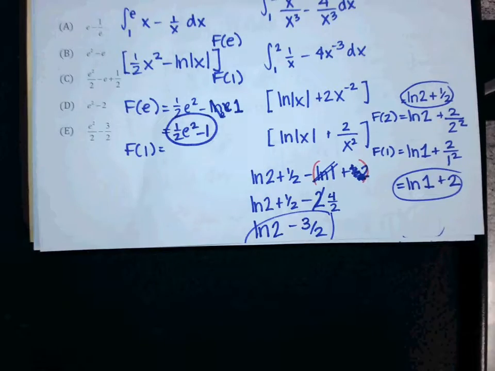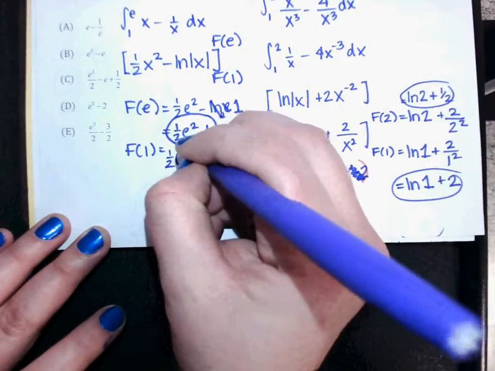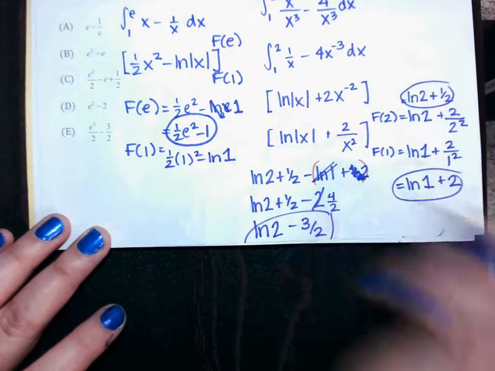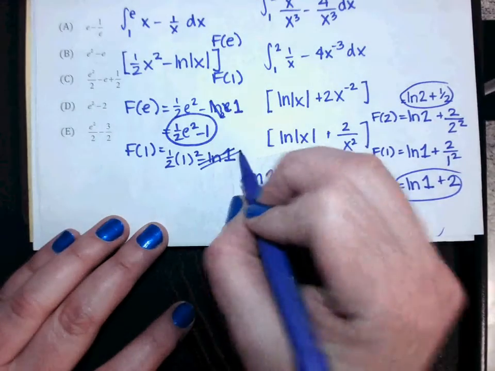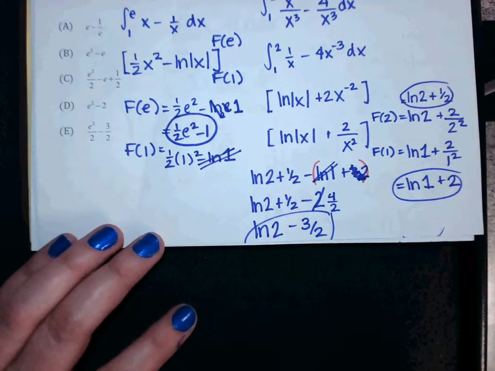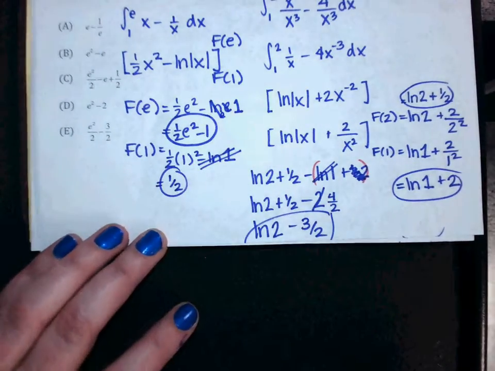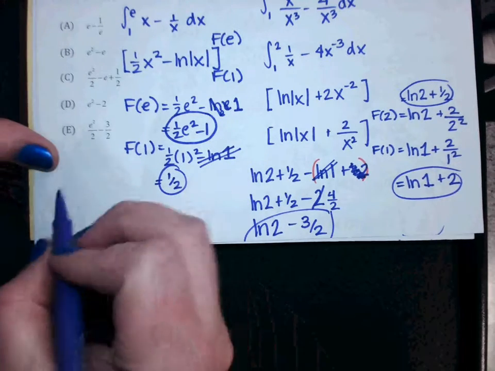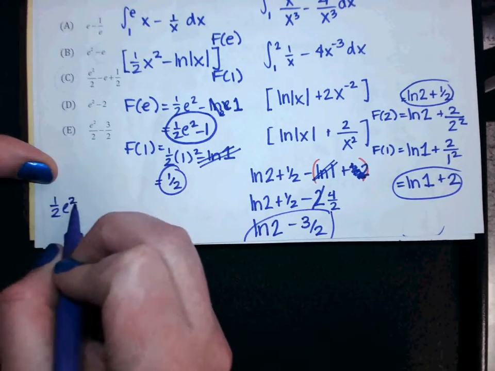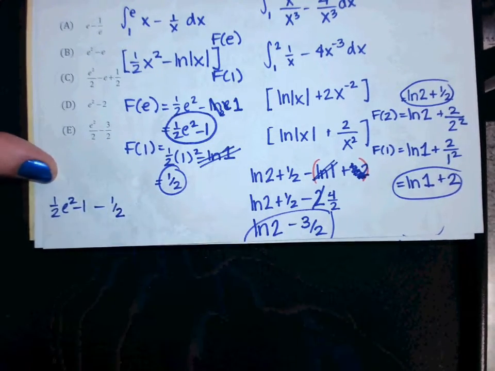Okay, then when I'm plugging in 1, I have 1/2 of 1 squared minus the ln of 1. And ln of 1 is another one that you should know. What's the ln of 1? 0. So this is really just 1/2 of 1, which is just 1/2. Okay, now, what do you do with those values? You subtract. So it'll be 1/2 e squared minus 1 minus 1/2.